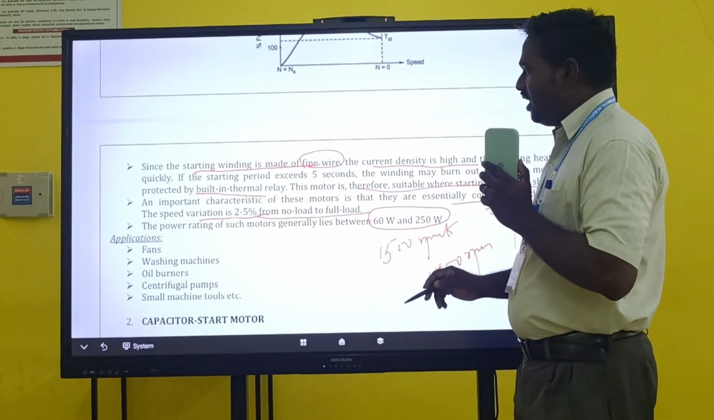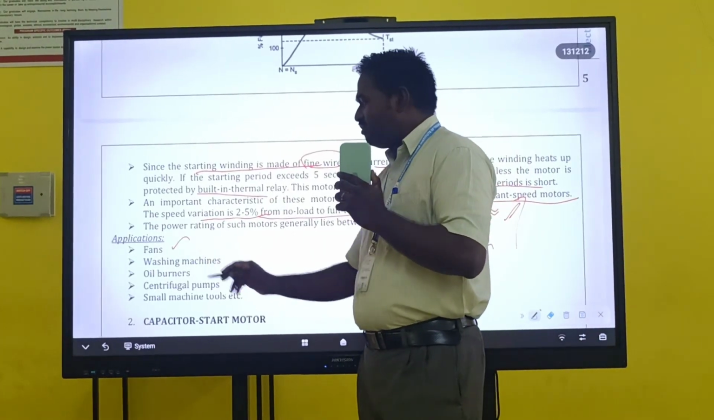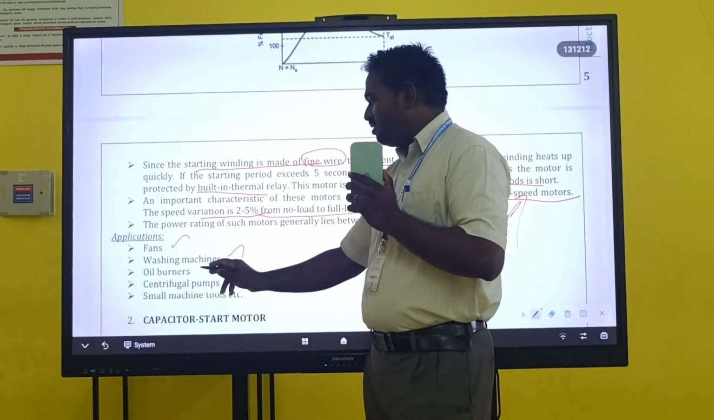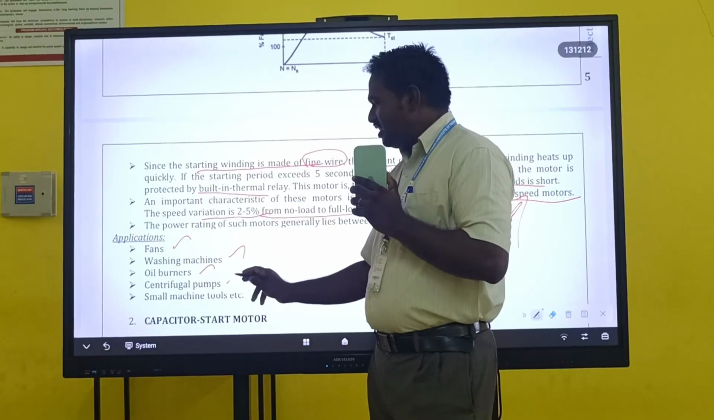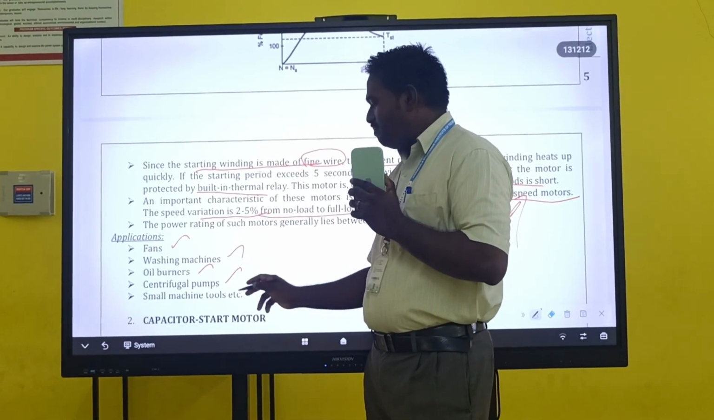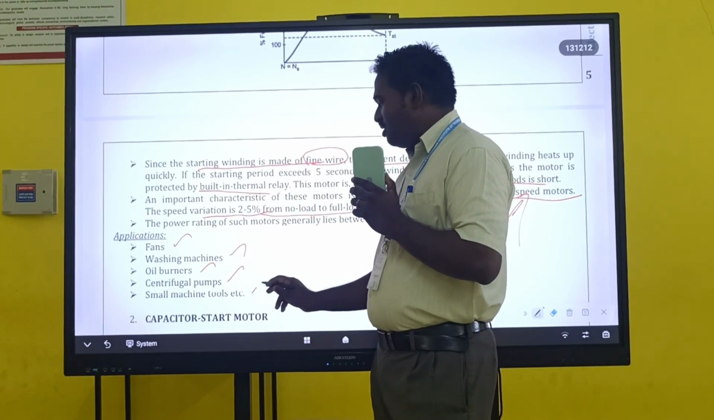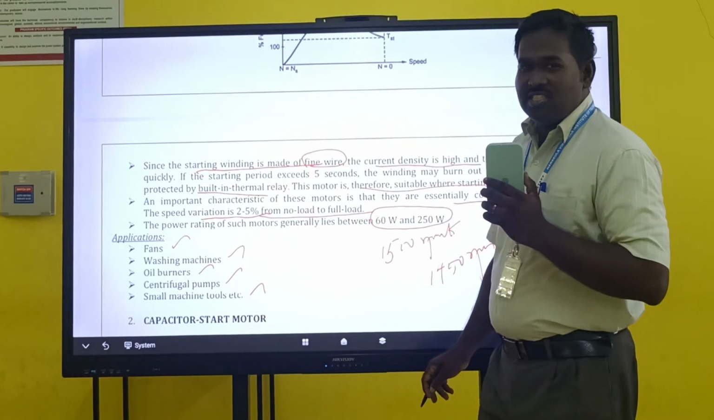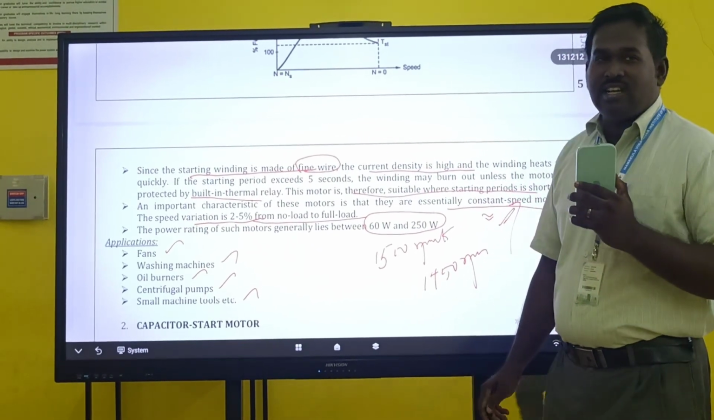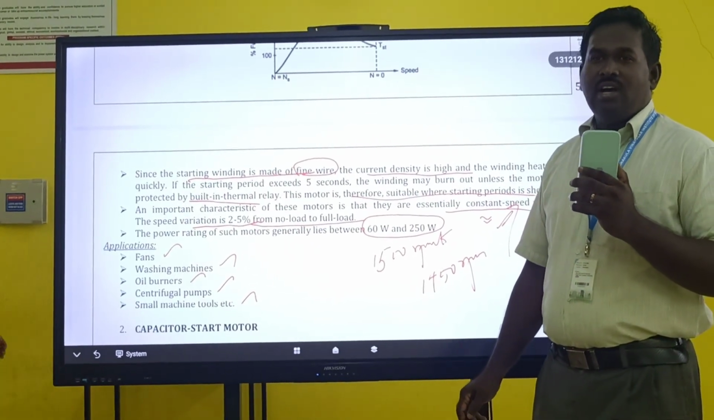So it is used as a constant speed motor, and the general rating of this machine is 60 watt to 250 watt. Hence it is used in applications like fans, washing machines, oil burners, centrifugal pumps, and small machine tools. So this is the theory, operation and construction detail regarding the split phase induction motor.